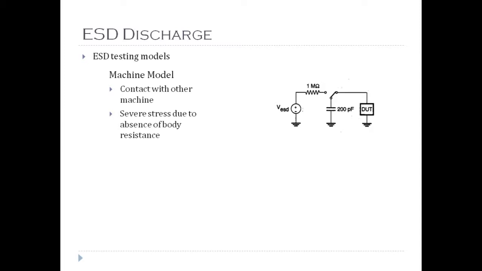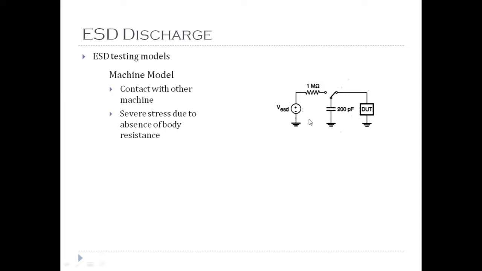The second model is the machine model. Now when a human comes in contact with the IC, the human body can discharge through the IC or through the circuit. Similarly, there are various machines which also gain some charge, and when they come in contact with the IC, they may discharge through this IC. The effect is more severe because the human body has some resistance, whereas machines do not have any body resistance. So the effect will be severe.